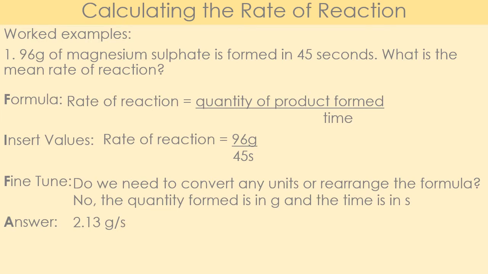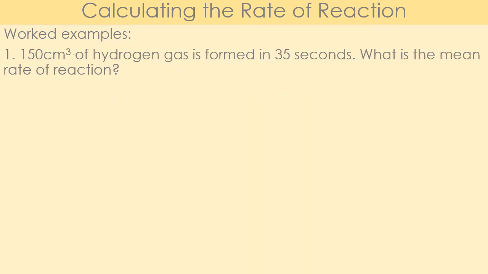Let's have a look at another one. This time we've got 150 centimeters cubed of hydrogen gas being formed over 35 seconds. What is the mean rate of reaction? Now, don't be alarmed that it's now gone to centimeters cubed. This cubed here, we don't need to do anything with it. We're not going to cube any numbers. It's just telling us what the unit is. This is our unit here.